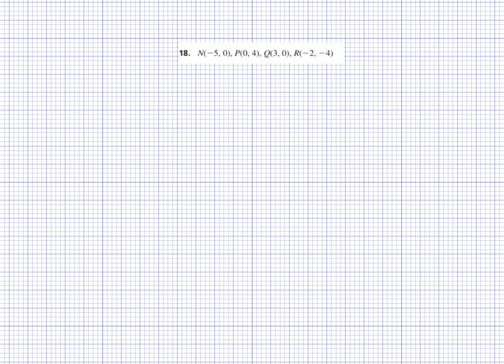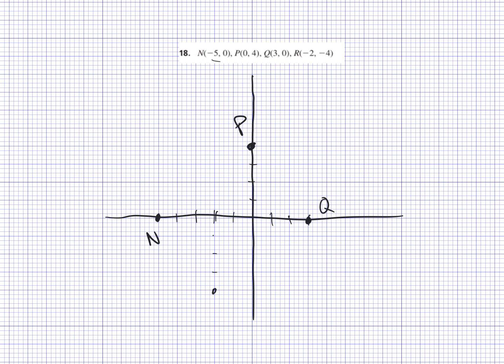All right, last one. Let's see, 5. These are a normal graph too, so negative 5, 0 is N. 0, 4 is P. 3, 0 is Q. And R is at negative 2, negative 4.